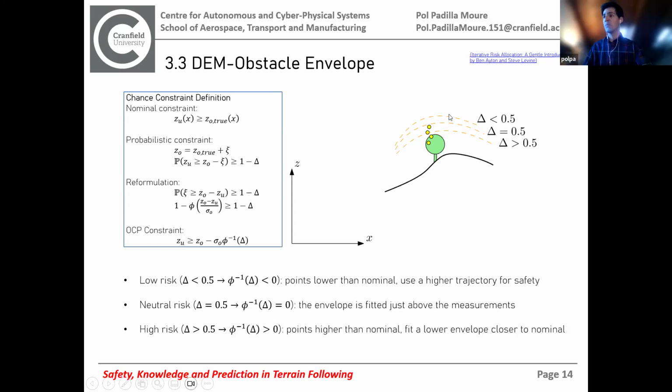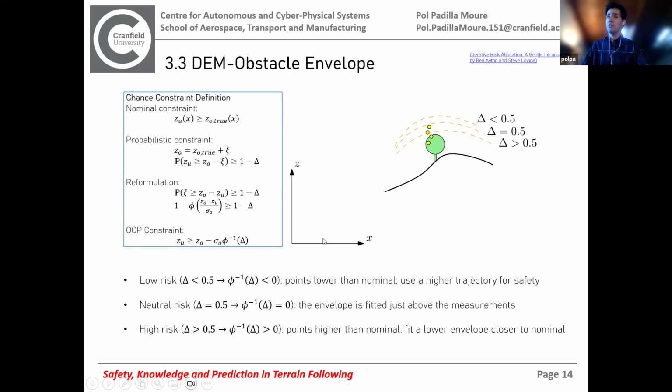So this way, you're going to be providing a lot of over-provisioning, a lot of security, a lot of safety, but this is not optimal because you're going to be flying much higher than you might need to. Neutral risk is going to adapt, the envelope is going to adapt itself, and it's going to be fitted just above the tallest point that you have measured.